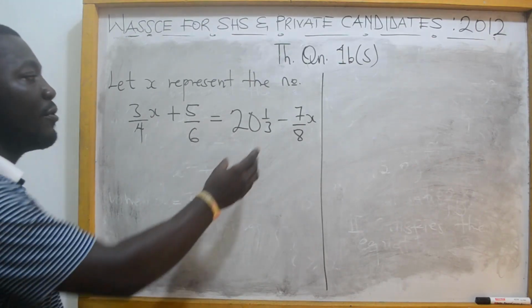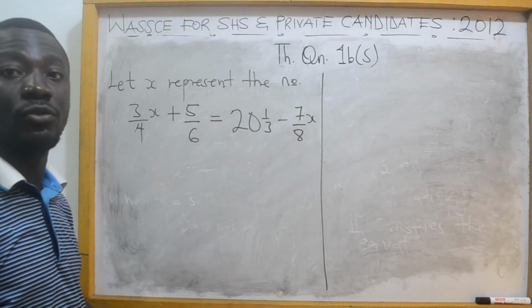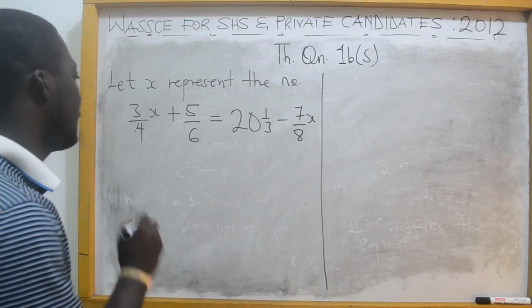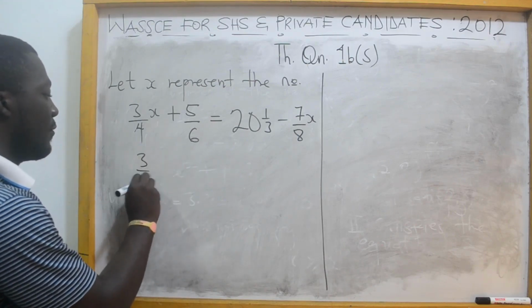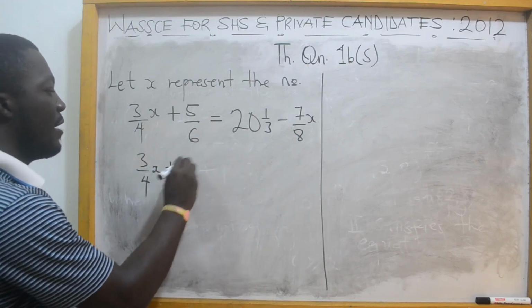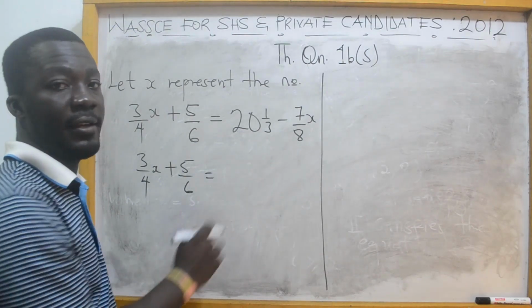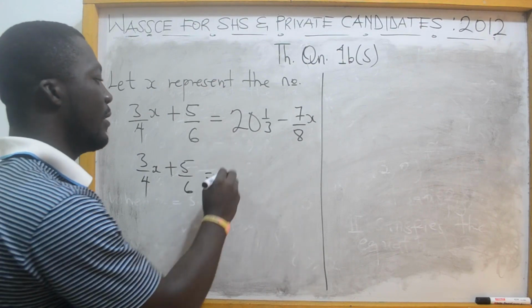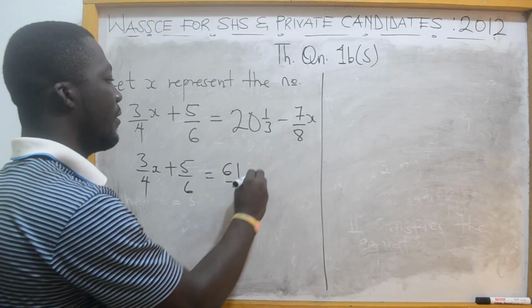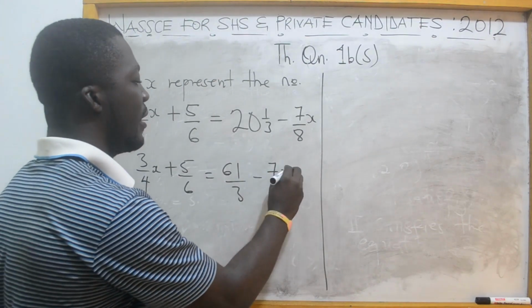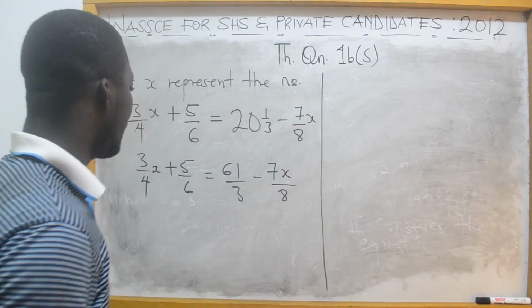But the first step, we are going to convert the mixed fraction to an improper fraction. We are going to get 3 out of 4x plus 5 out of 6 is equal to 20 times 3 is 60, 60 plus 1, 61 out of 3 minus 7x out of 8.